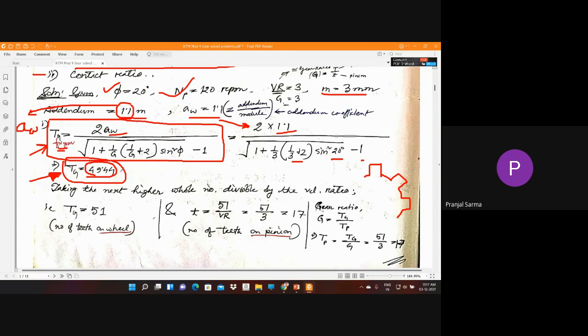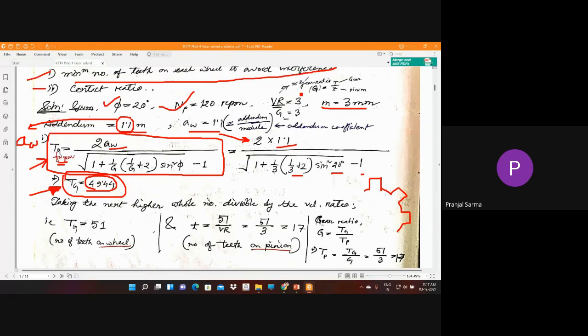So what we have to go for, this is the minimum as per this solution. We'll consider the next higher whole number. As we have seen, the gear ratio given is 3, so that value should also be divisible by that ratio, 3. What is the next higher number after 49.44 which is divisible by 3? That is 51. So that whole number is also divisible by the ratio that is given.